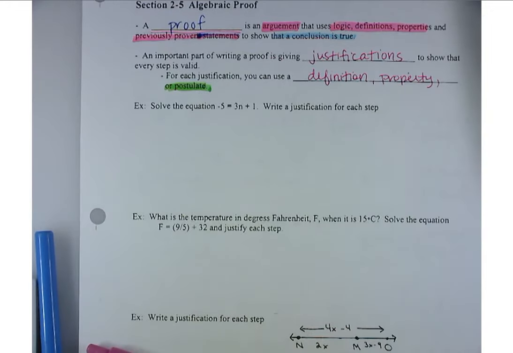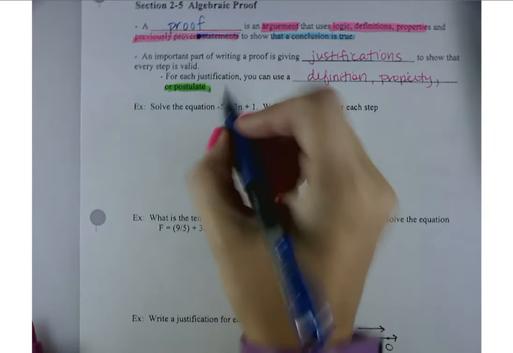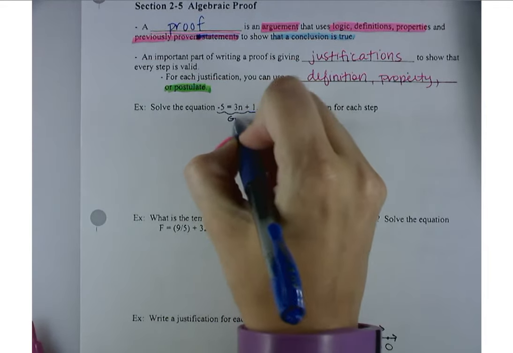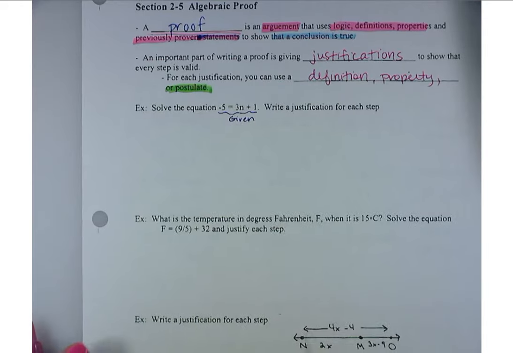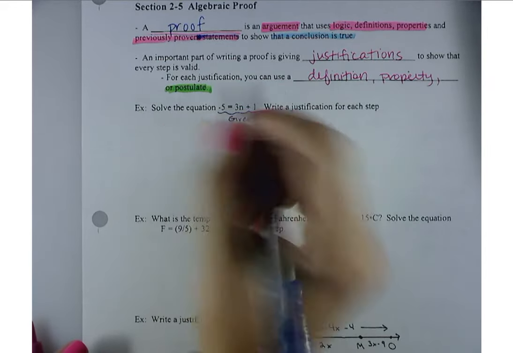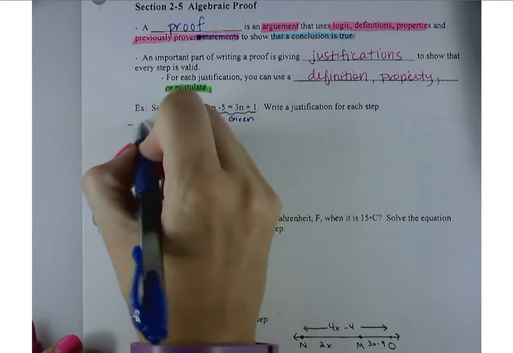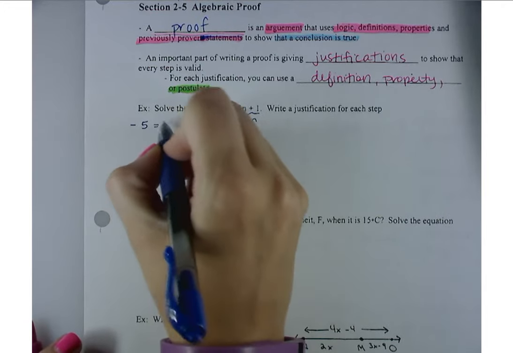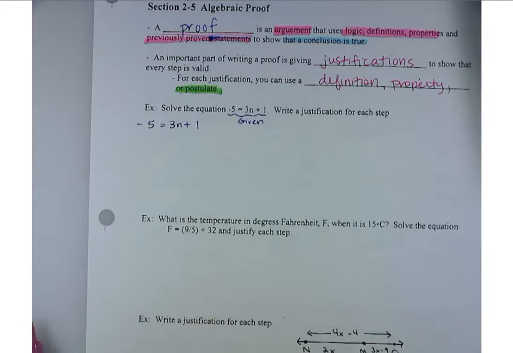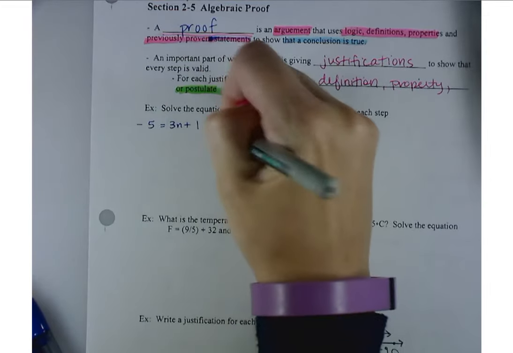Alright, so for this example, we're going to solve the equation, and we're going to write an example for each step. So the first thing you want to do is start with what you are given. So I am given this equation, okay? When I start my proof, I'm always going to start with what they give me. So negative 5 equals 3n plus 1. And then how do I know that? It was given. Okay, so that's going to be my justification.